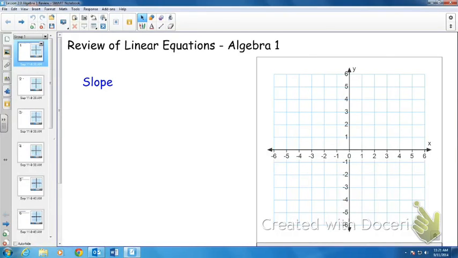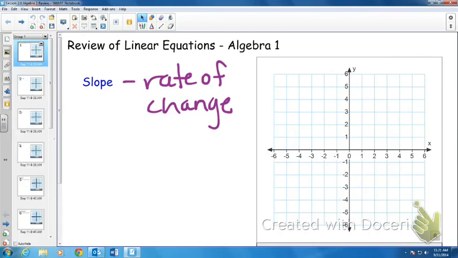This is a review of Algebra 1 to get you ready for what we're going to talk about in Algebra 2 pre-AP. So let's talk about slope. Slope is known as the slant or steepness of a line. It's also known as a rate of change, or more specifically, it tells us how y changes with respect to x. So we can say delta y over delta x. And remember in science that delta means change. So it's change in y over change in x.